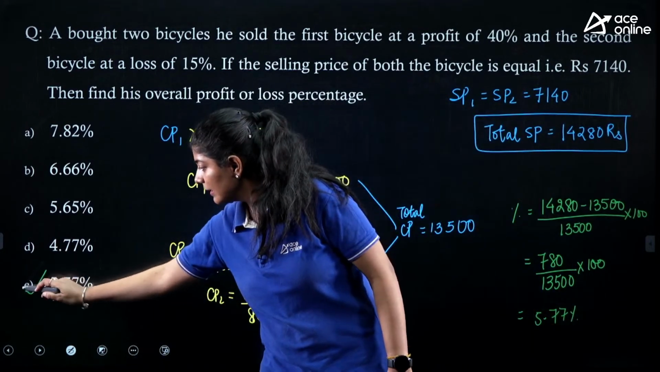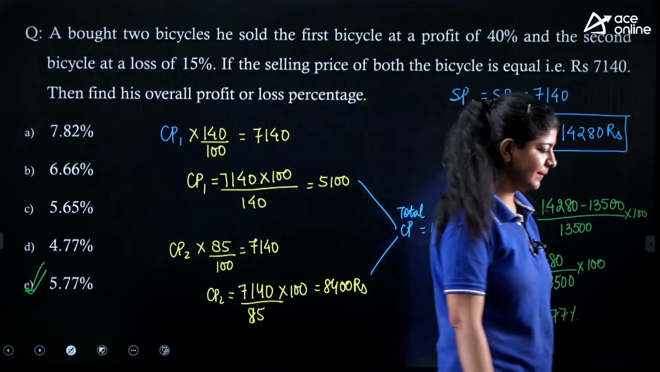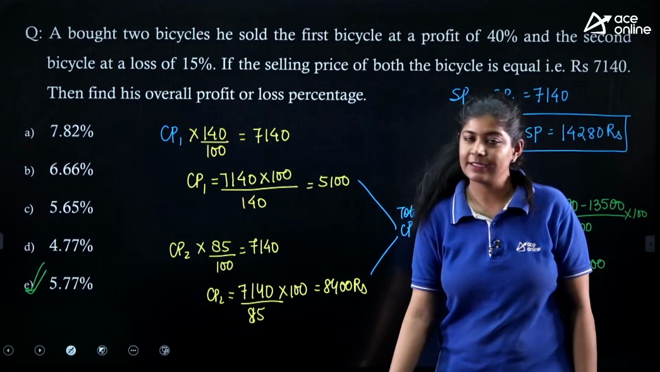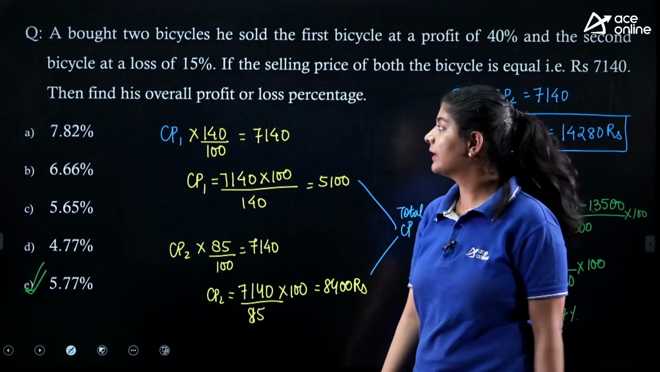Option number E is the correct one. Very good, fam. The correct answer over here is your option number E, right? Next.